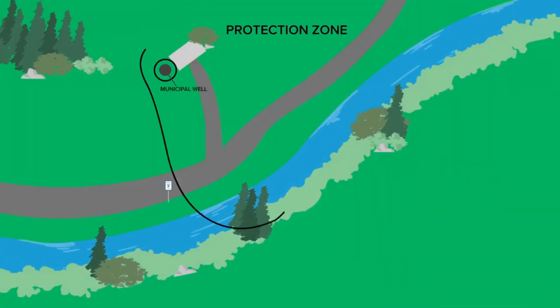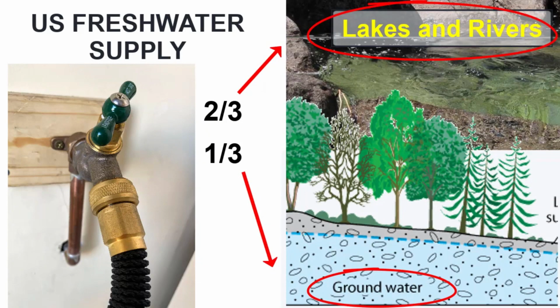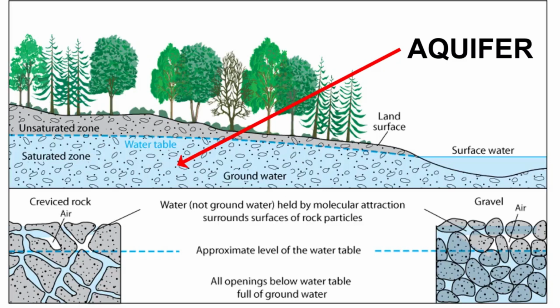Areas close to municipal wells and areas 1/3 of the U.S. freshwater usage. The area under the ground where groundwater is stored is called an aquifer. Some areas of the world have aquifers that are large and filled with lots of water, and others have no aquifers. What are the ingredients for a good aquifer?